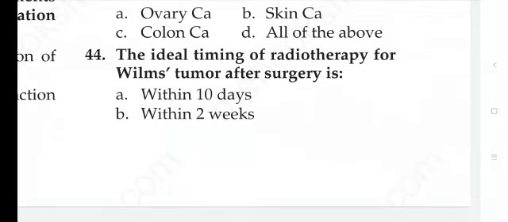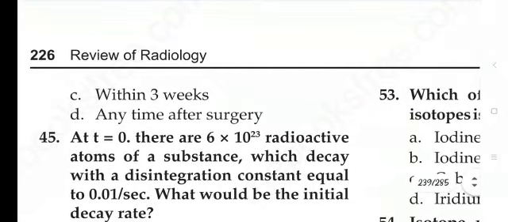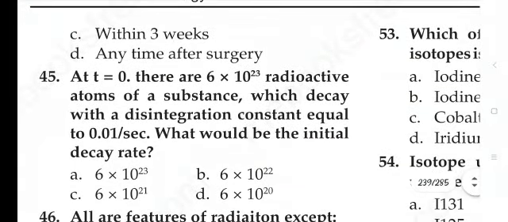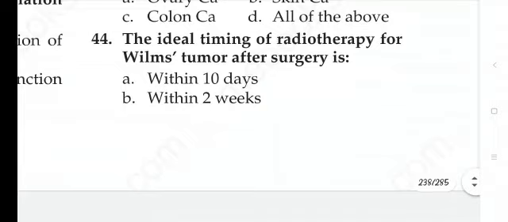Next question, the ideal timing of radiotherapy for Wilms tumor after surgery is. Options are option A is within 10 days, option B is within 2 weeks, option C is within 3 weeks, and option D is any time after surgery. So the answer of this question is option A, that is within 10 days. The ideal timing of radiotherapy for Wilms tumor after surgery is within 10 days.